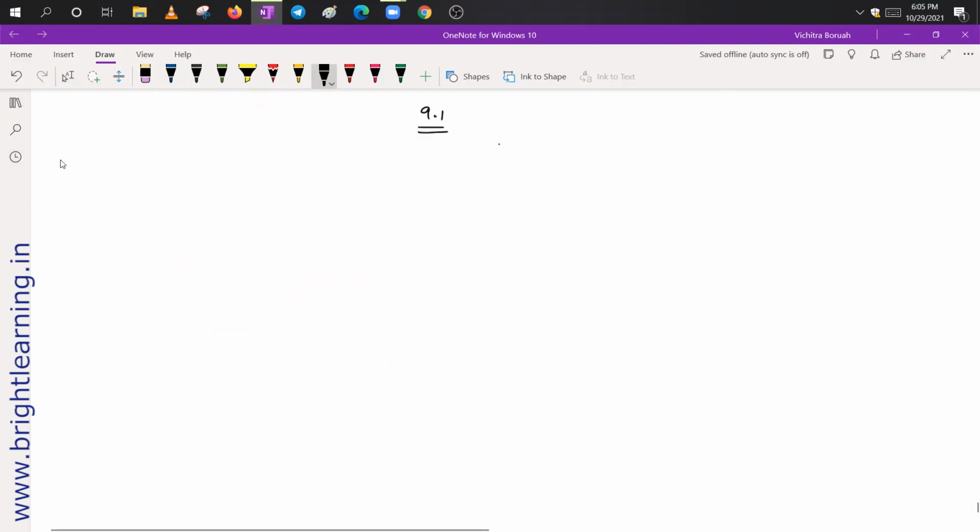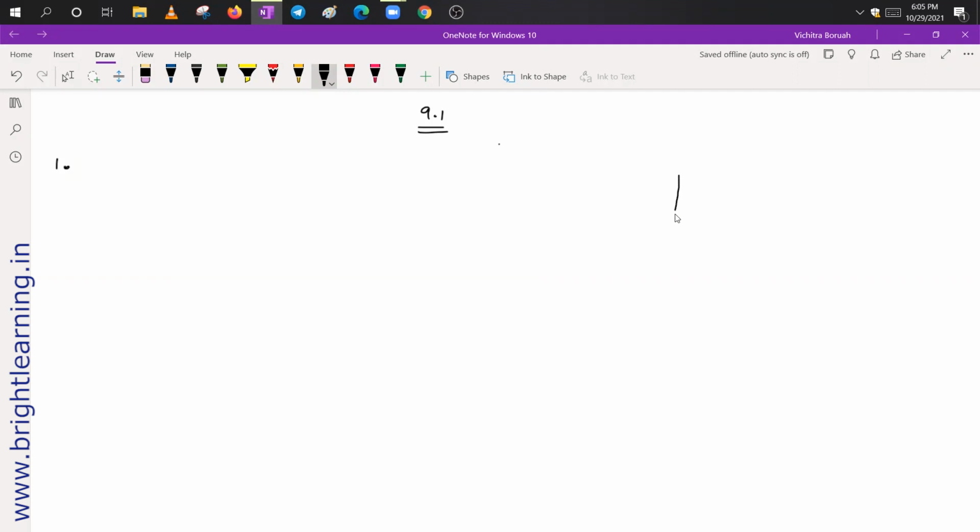Now in the first question, we are asked that a circus artist is climbing a 20-meter long rope which is tightly stretched and tied from the top of a vertical pole to the ground. Find the height of the pole if the angle made by the rope with the ground level is 30 degrees.